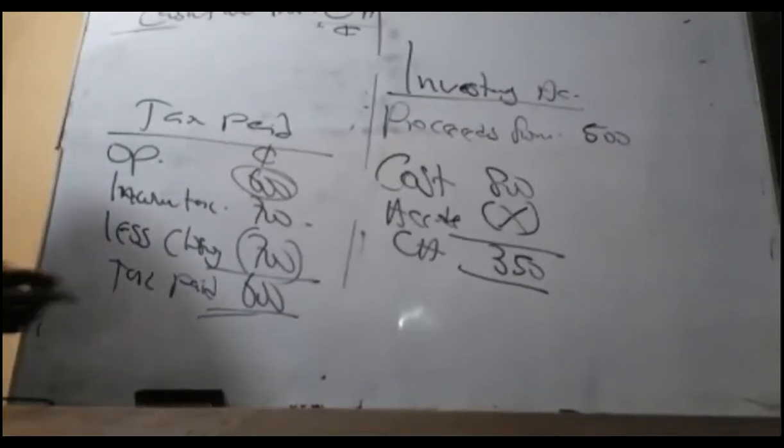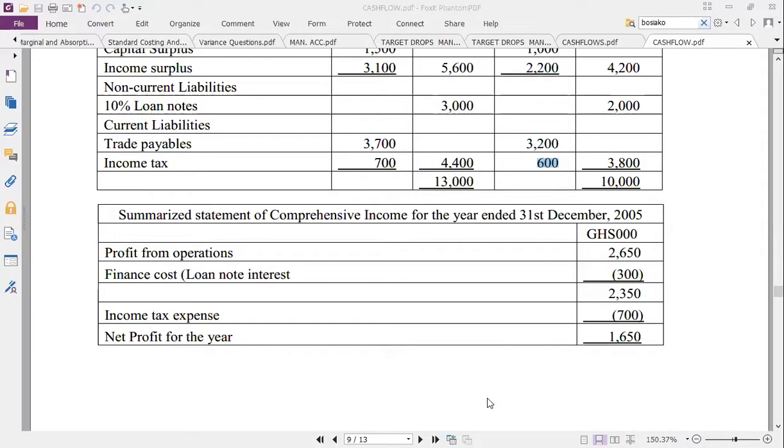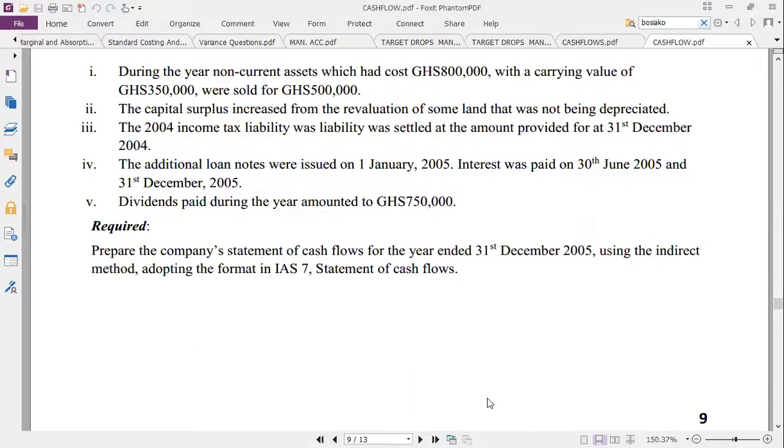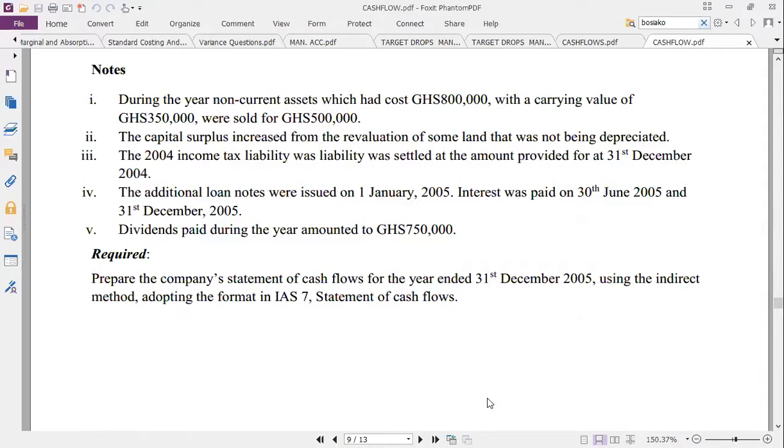Good. So tax paid, you know where to go, right? And our operating cash flow. Yes, operating cash flow. Now let's move on with the game. The game is getting interesting. Now note 4: the additional loan notes were issued in January 2005. Interest was paid on 30th June 2005 and 31st December 2005. So first you check the additional loan.